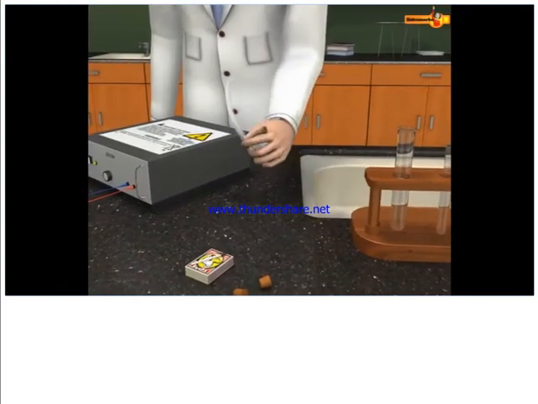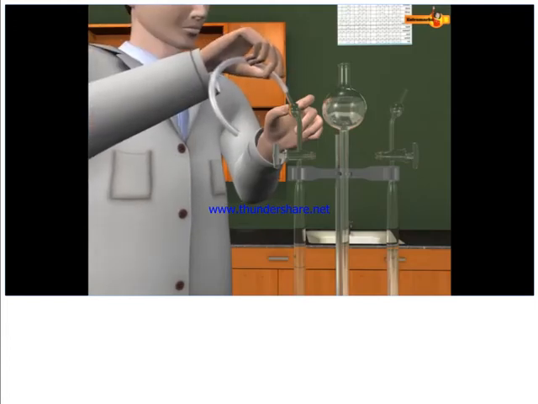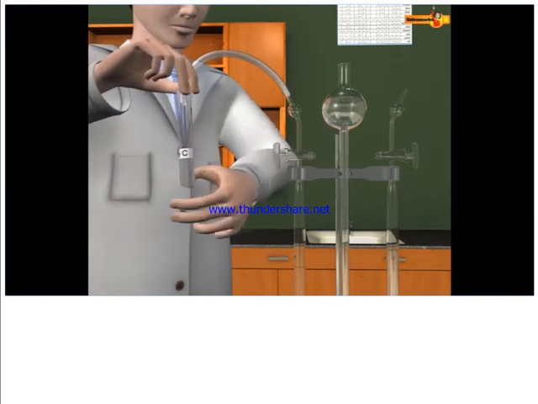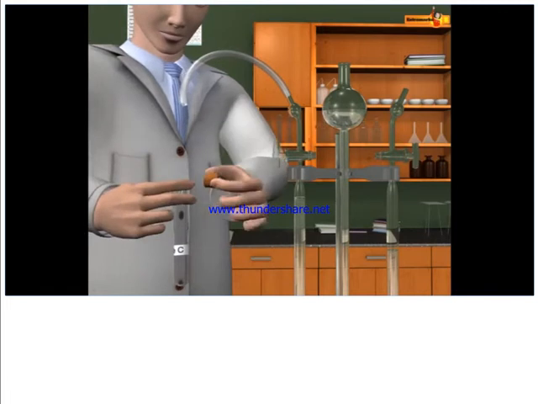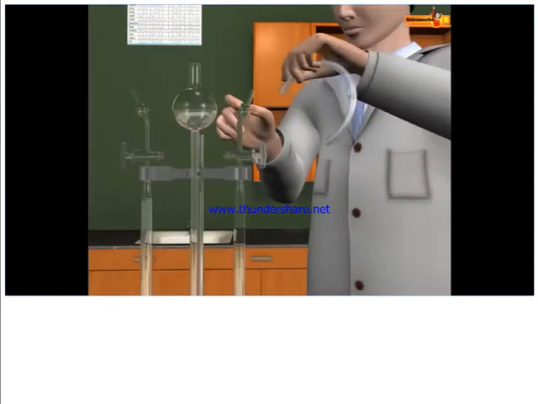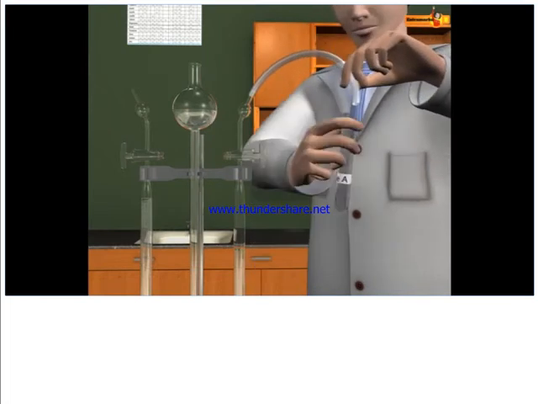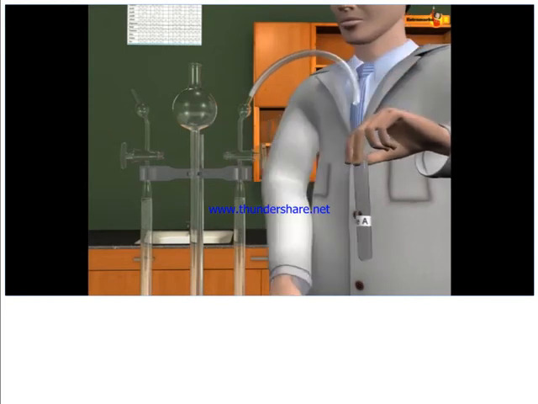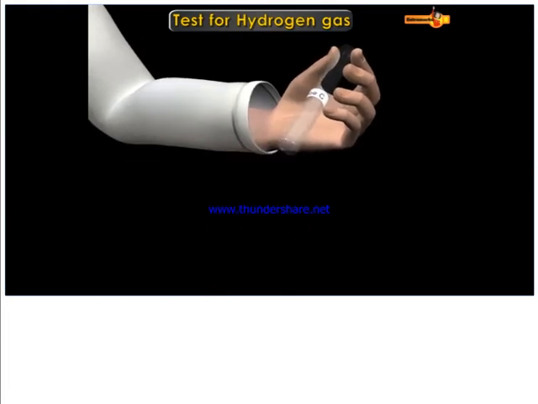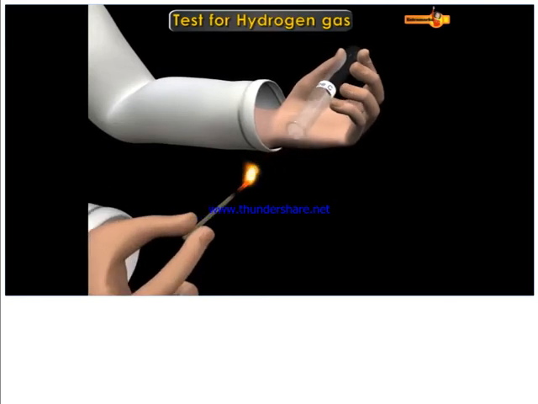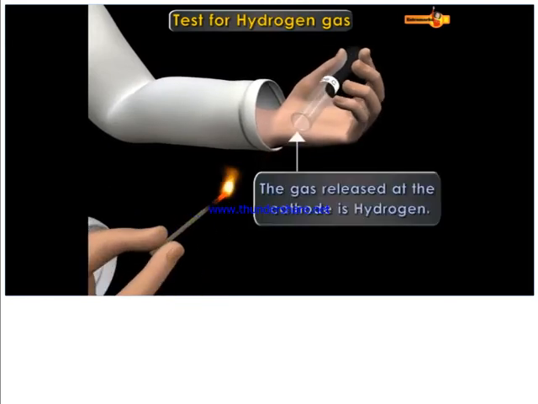In order to find out the answer to this question, collect the gas formed at the cathode in a test tube, and close the mouth of the test tube with a stopcock and label it C. Similarly, collect the gas formed at the anode and label it A. Take the test tube C and bring a lit matchstick close to its mouth. The pop sound proves that the gas in the test tube C is hydrogen.